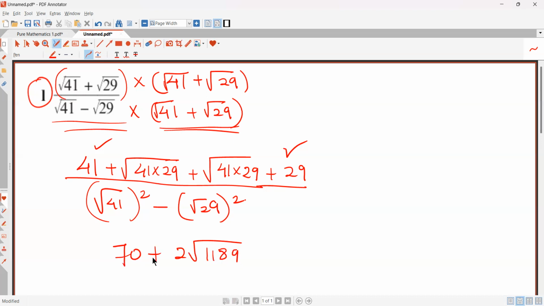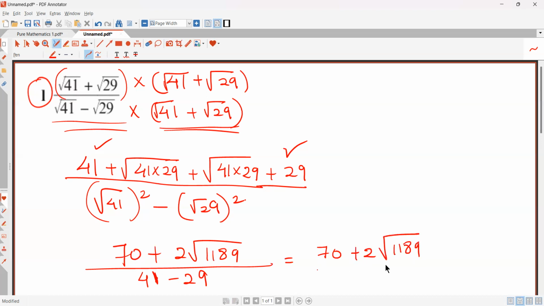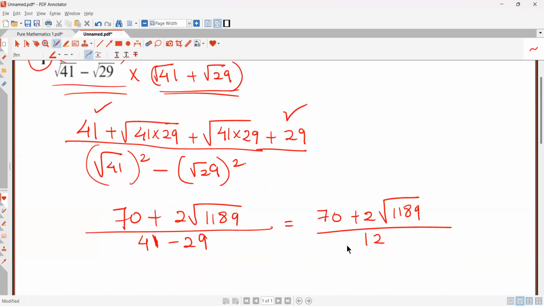Is this understood? Divided by 41 minus 29. Agree? What is 41 minus 29? So 70 plus 2 root 1189 divided by 12, right? I can take 2 common here. Can I take 2 common? If I take 2 common, will it be 35 plus root of 1189? There is no way to simplify 1189. Divided by 12.